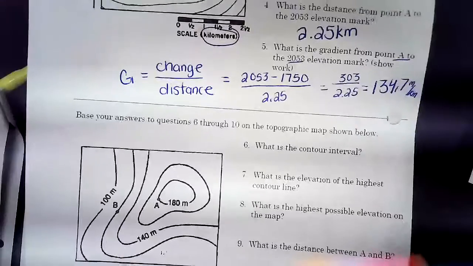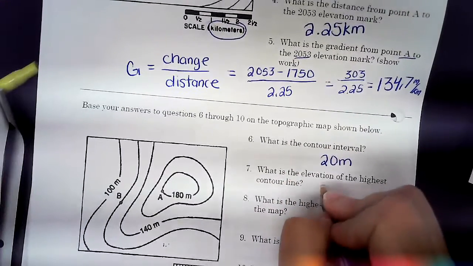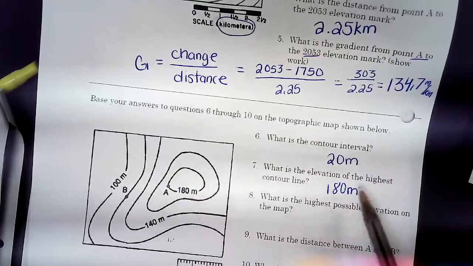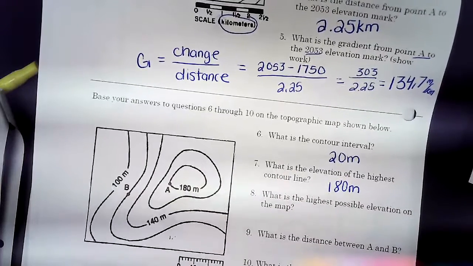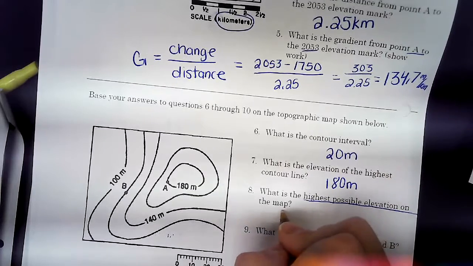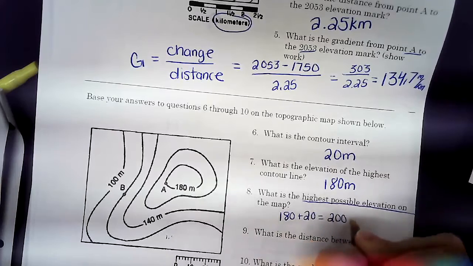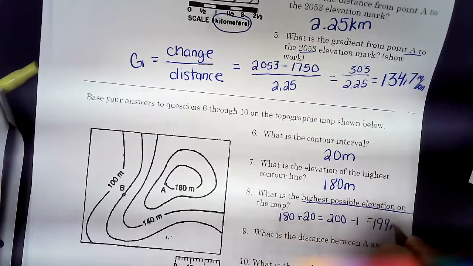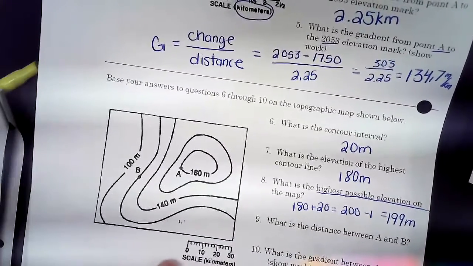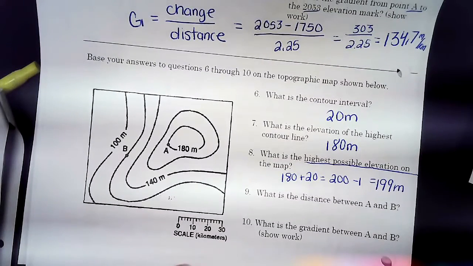All right, to wrap this up pretty quickly, on the next one, the contour interval here is 20 meters. The highest line is 180 meters, and that's all it says, what is the highest contour line? Here's how they change it up. What's the highest possible elevation? You do the 180 plus 20 would have given you the 200. You subtract 1, and that's 199 meters. So that's what we just put on the review sheet 5 seconds ago.